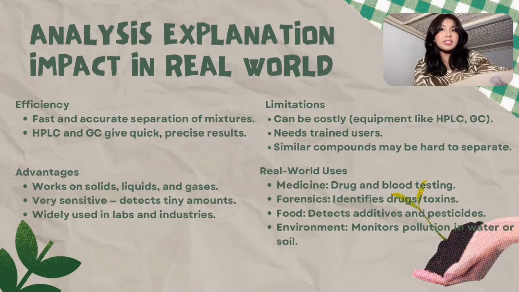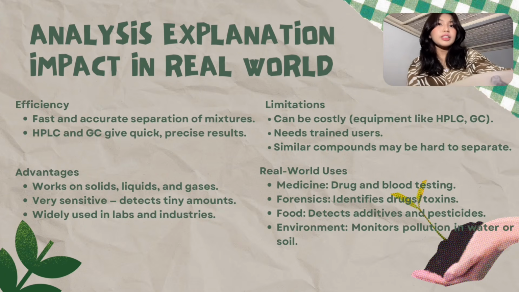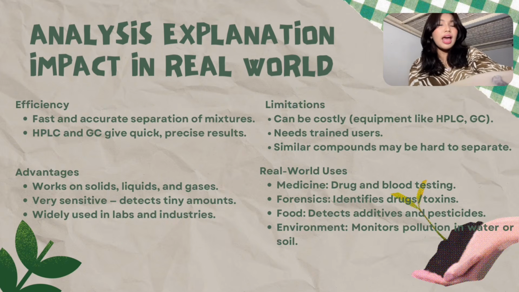Now, for the analysis, efficiency-wise, chromatography allows fast and accurate separation of mixtures. HPLC and GC methods are known for giving quick and precise results. The advantages are clear. It works on solids, liquids, and gases. It's also very sensitive, detecting even tiny amounts of substances. That's why it's widely used in labs and industries. However, there are limitations. It can be costly, especially with equipment like HPLC and GC, and it requires trained users. Plus, separating very similar compounds can sometimes be difficult.